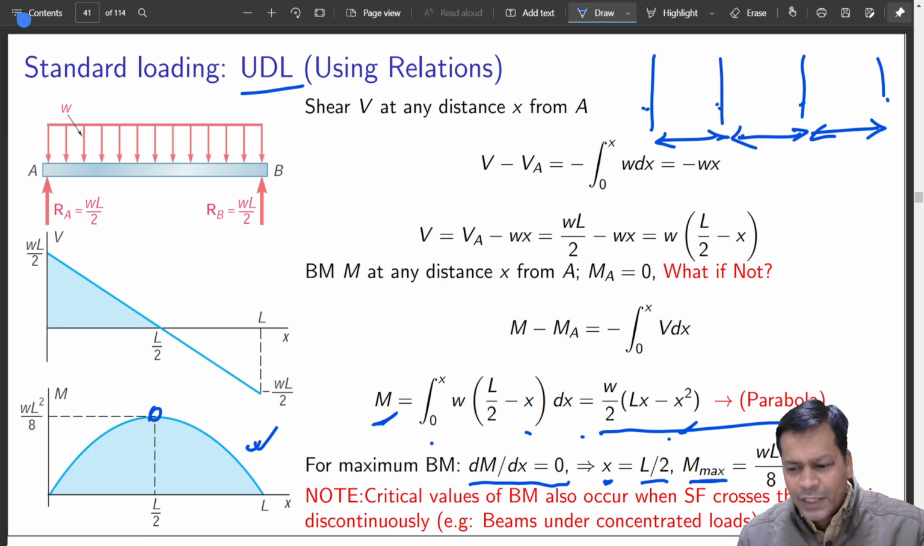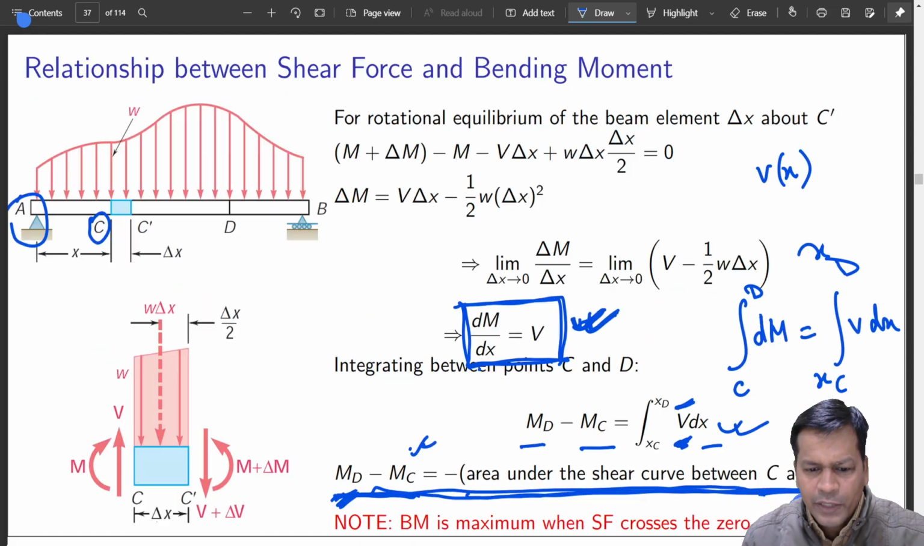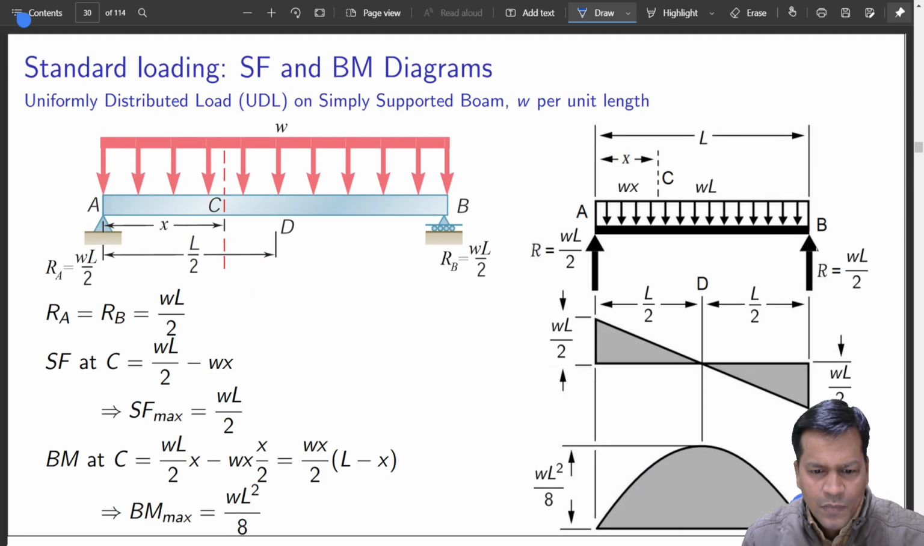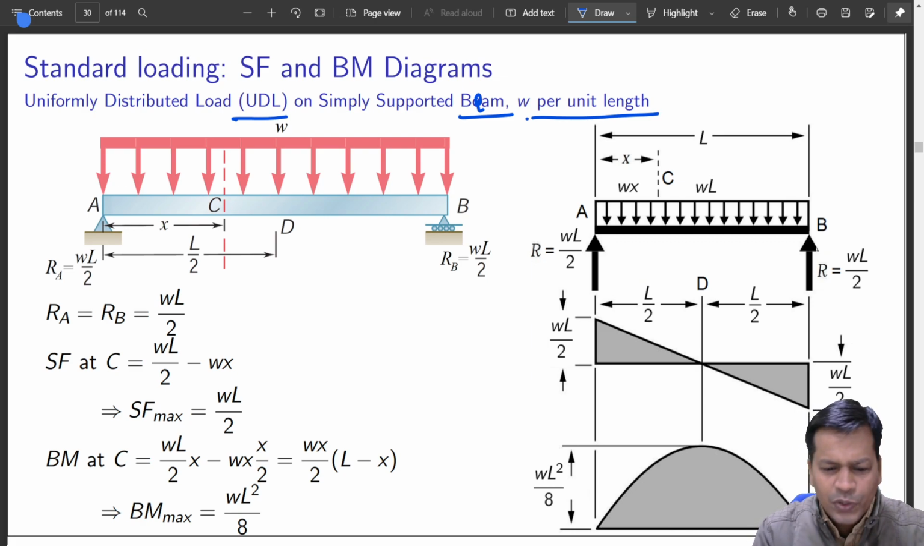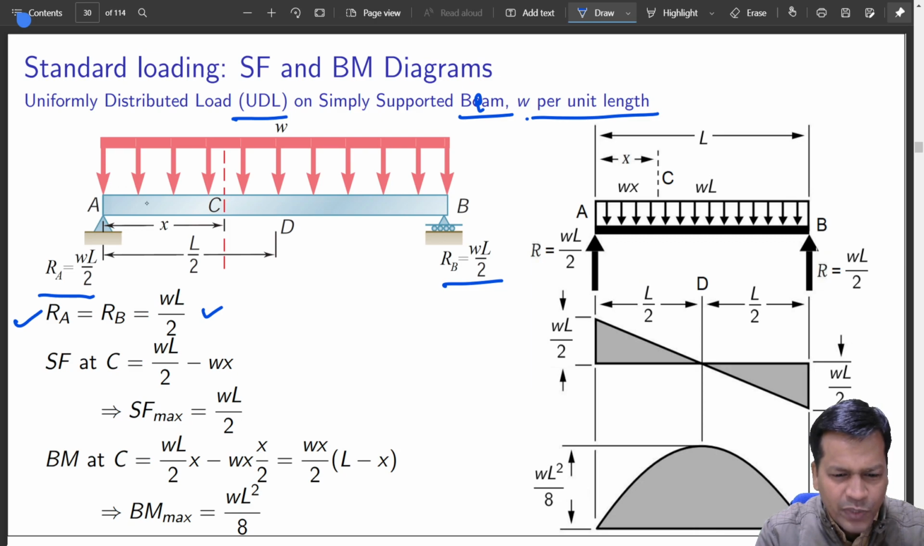You did it earlier using the standard technique. I'll go back to that slide. So this was there. A uniformly distributed load on a simply supported beam, W per unit length. This is the way we used to do it earlier without using the relations. So reaction at A, reaction at B is equal to WL by 2. Shear force: if you take any point between A and B, let us say it is at C, how much should that be?